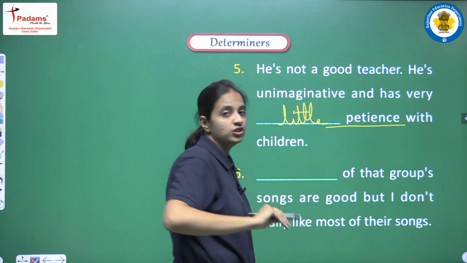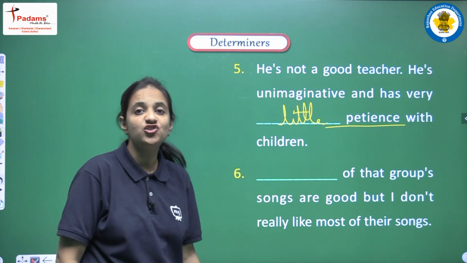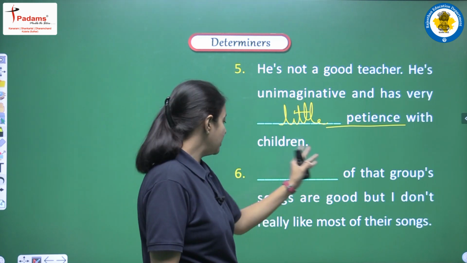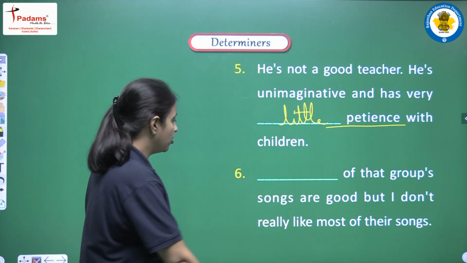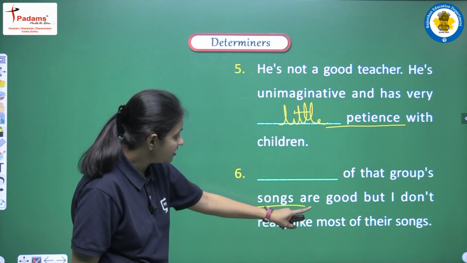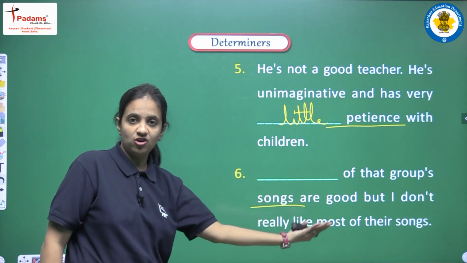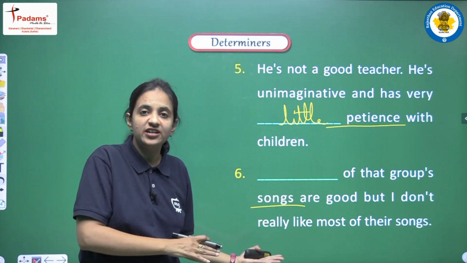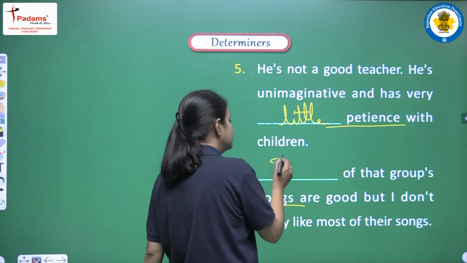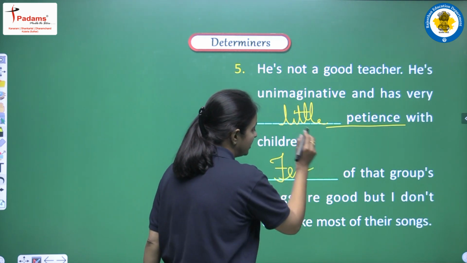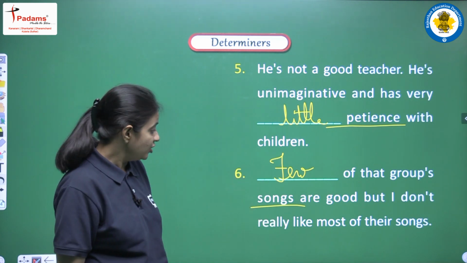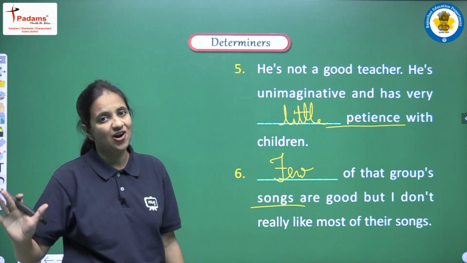Little means almost no patience he is having with children. Next sentence is: few of that group's songs are good, but I don't really like most of their songs. So here we are having songs as a noun, that is a countable noun, and we are saying that I don't really like most of their songs. So it means यानी कि जब most of their songs हमें पसंद नहीं है, so हमें उनकी यानी बहुत कम songs पसंद हैं. So this is the reason we will write few here as an answer, and the sentence will be that few of that group's songs are good, but I don't really like most of their songs.